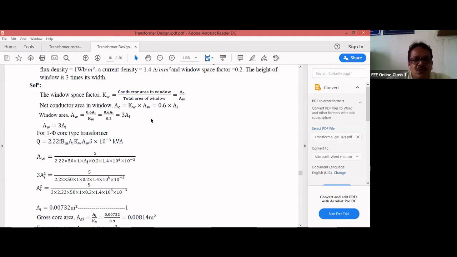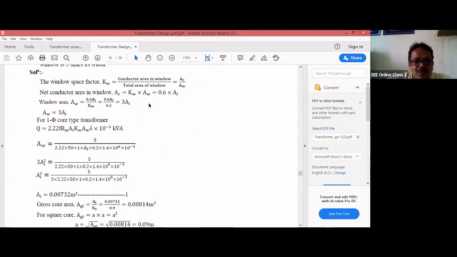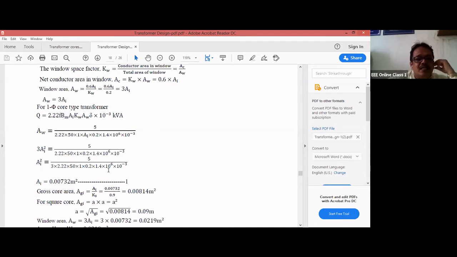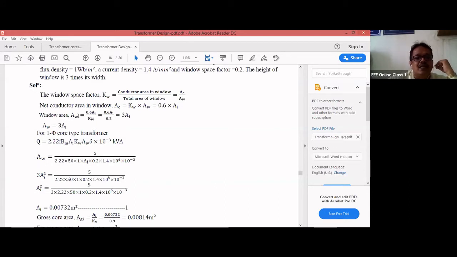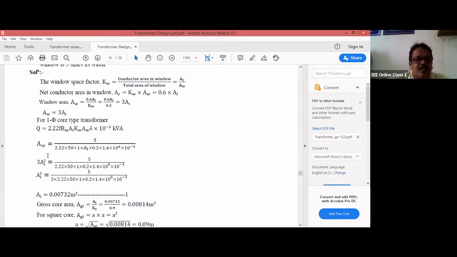Now substitute for Kw into AW. Kw into AW is 0.6 AI, and AW is 3 AI. Either way I can do it, no problem. So AW is 3 into AI, and you can substitute it here. AW is equal to 3 into AI, and then there is the other 3 into AI.